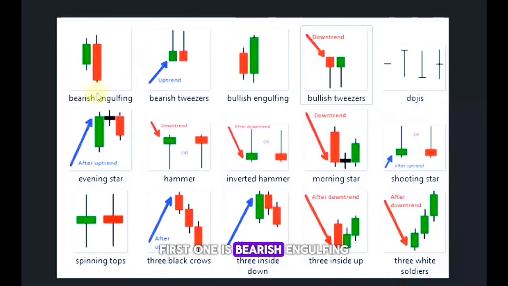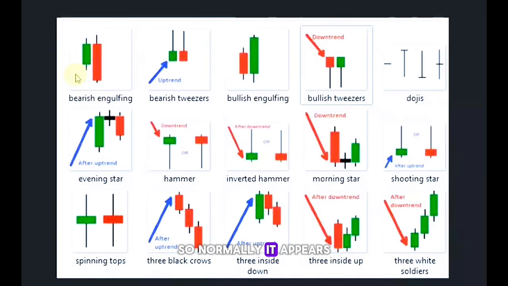First one is bearish engulfing. Looking at these two candles, you can see that this one is small, and this bearish candle is larger than it. This bullish candle is being covered by this bearish candle. The body of this candle is covered by this particular candle, all of it. So this shows that the sellers are becoming stronger in the market.